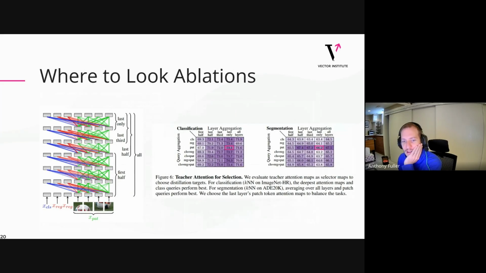Okay, so a vision transformer actually computes many thousands of attention maps, and so there's a question of which attention map should be the target for the selector. And we show that the last layer of the patches, so where the patches are actually looking, and only at the last layer, achieves the best trade-off between segmentation and classification.